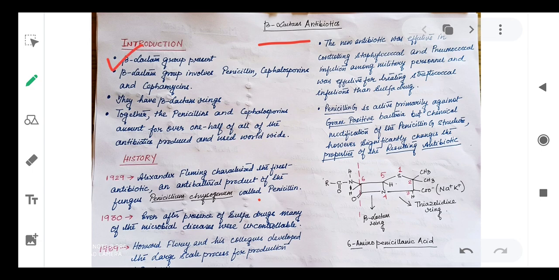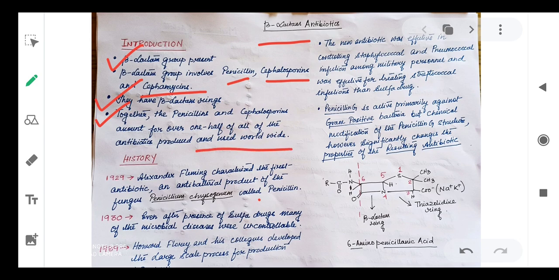The beta-lactam group of antibiotics involves penicillin, cephalosporin, cefamycin. Why are they called the beta-lactam group of antibiotics? Because they have a ring which is called the beta-lactam ring. We will discuss this in the structure. Together, penicillin and cephalosporin account for over one half of all of the antibiotics produced worldwide.